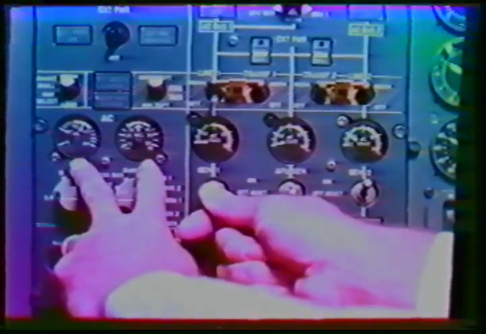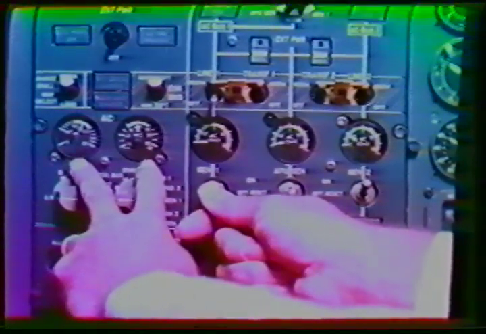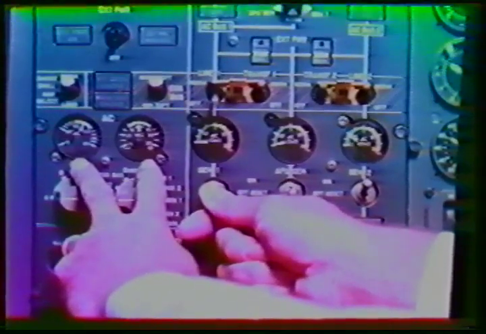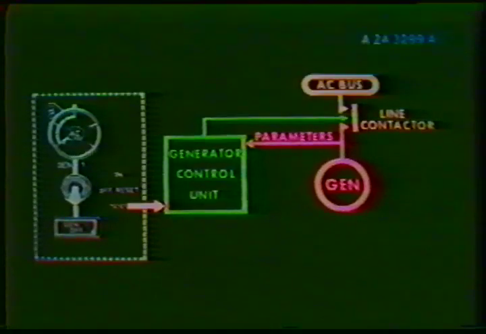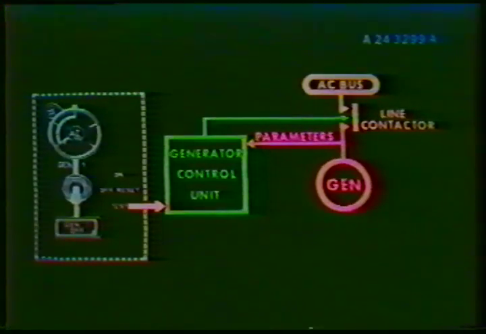A 3-position generator selector switch, when held to the test position, will enable the generator parameters to be checked without a load on the generator. If a fault is detected, the generator off light will illuminate.